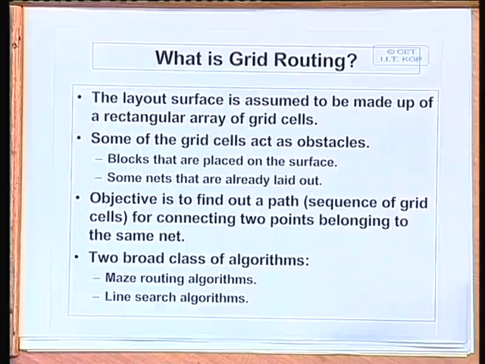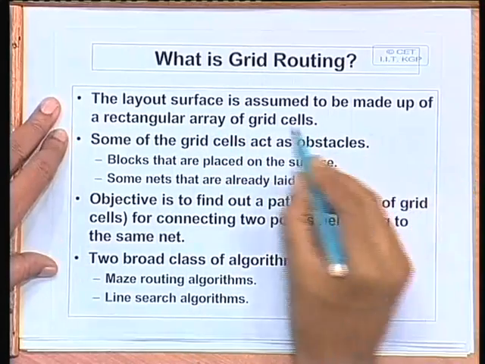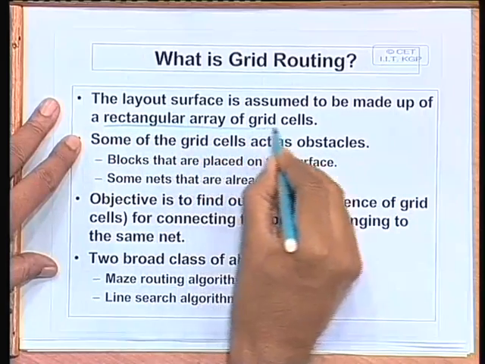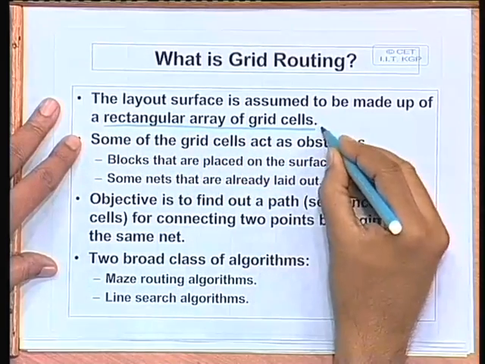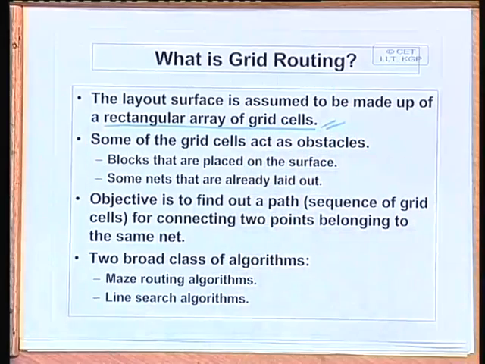Now, in grid routing, the problem is simple. Here the layout surface where we are trying to carry out the routing or the interconnection is assumed to be made up of a rectangular array of grid cells. This is the assumption in case of grid routing. So, whatever our surface is, we divide or split it into imaginary rows and columns. Those are our grids.